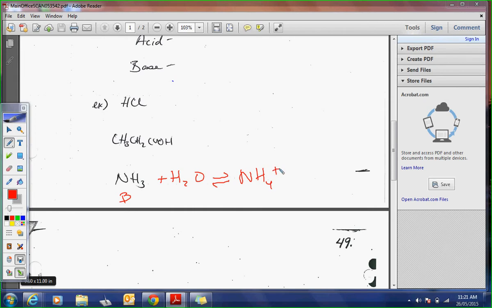Have you seen that before? Oh yeah, ammonium. And what does the water become? OH minus. So that's where the OH comes from. Back to the Arrhenius. So in this case, water is an acid. So you're right. Water can act as an acid or a base. It can donate or accept a proton. And that's called amphiprotic, which is a definition on the next sheet, so don't worry about writing that down.